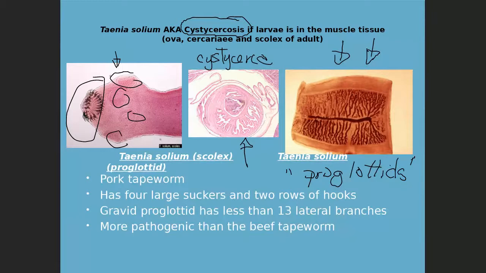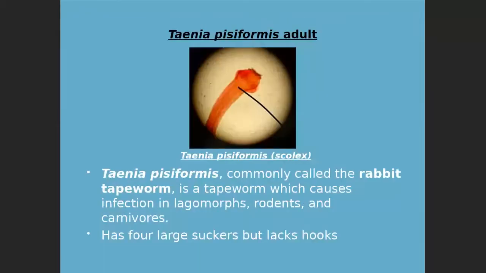And again, let's think of size here. Taenia solium and Taenia saginata are a lot larger than the Taenia pisciformis that I showed you earlier.